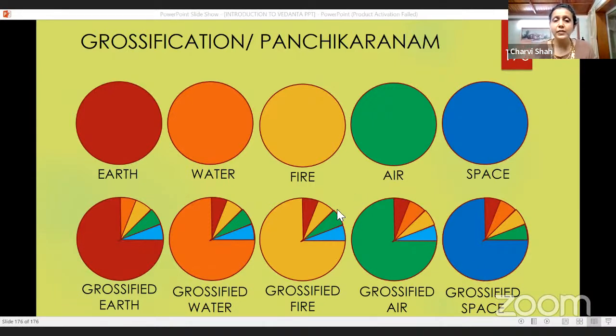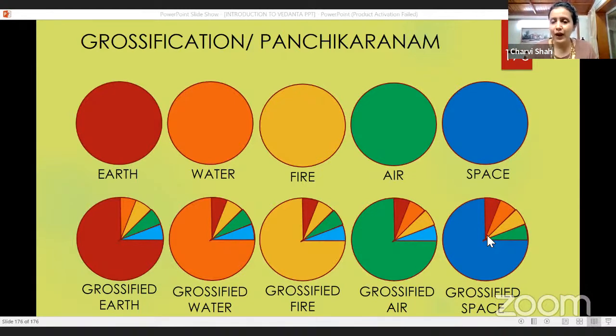So grossified space has all the 5 elements in the following proportion. The gross space has 50% Tamogun component of space, and 1/8 is the other. Sorry, my diagram is wrong. I have made 3/4, like 75% and 25%.